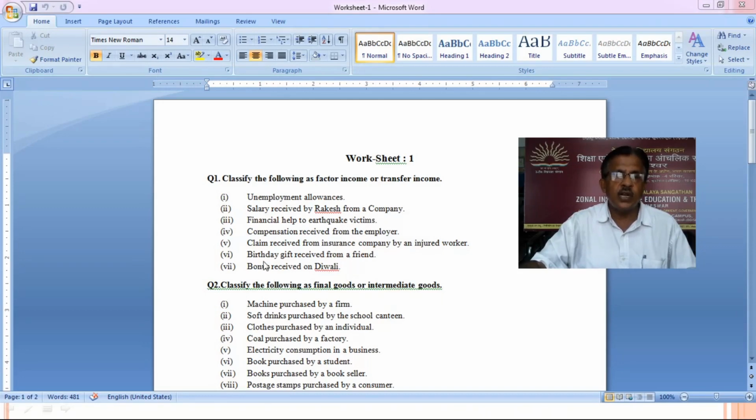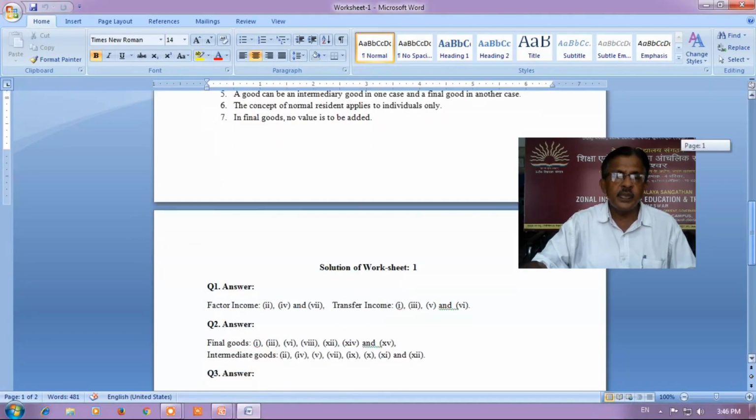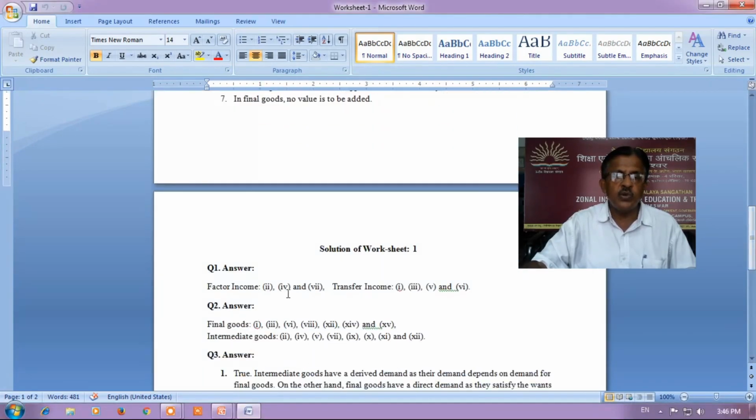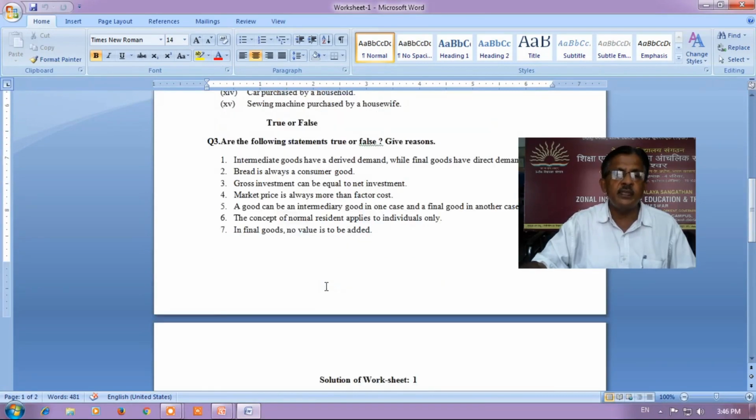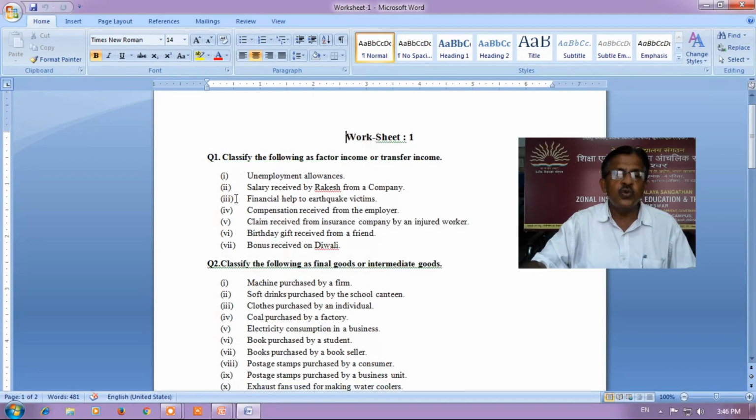What are the factor incomes and what are the transfer incomes? Okay. So factor income: 2, 4 and 7. 2 is salary received by Rakesh from a company. Compensation received from the employer. And 7, bonus received on Diwali. So these are the factor incomes.